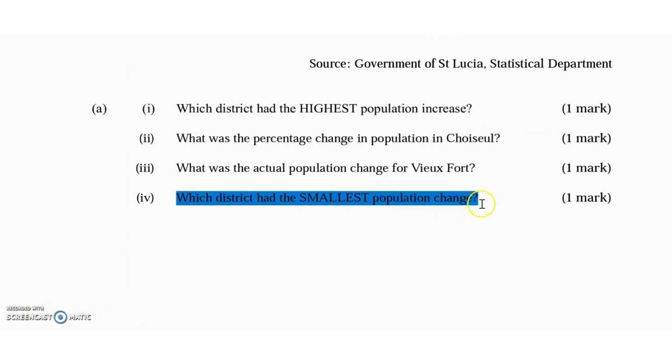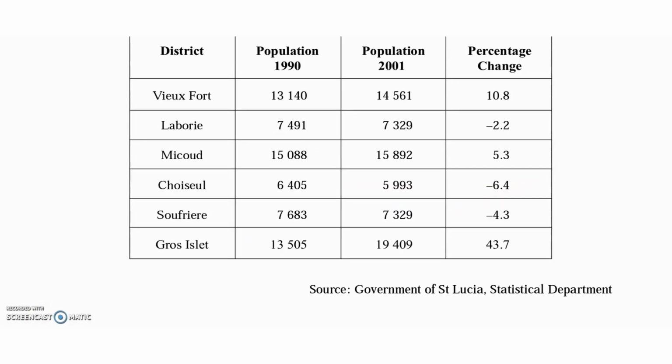Part 4. Which district had the smallest population change? Folks, when we are talking about change, it doesn't matter if it is a positive change or a negative change. We are looking for the smallest population change, and a good indicator of this is the percentage change. We are seeing here Labrie, at minus 2.2%, the smallest numerical value. So Labrie is associated with the smallest population change.